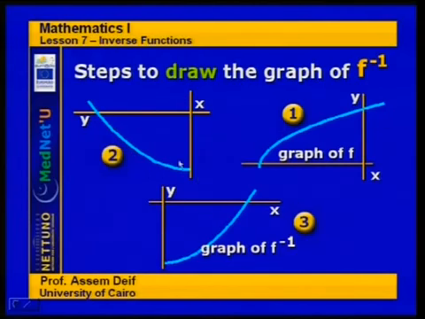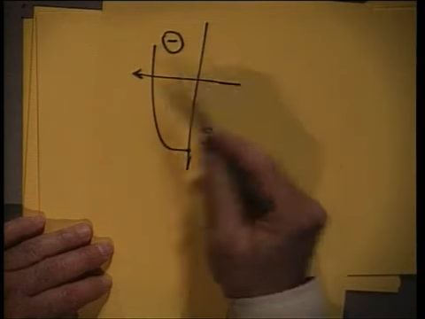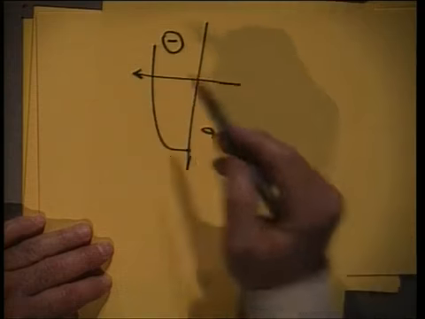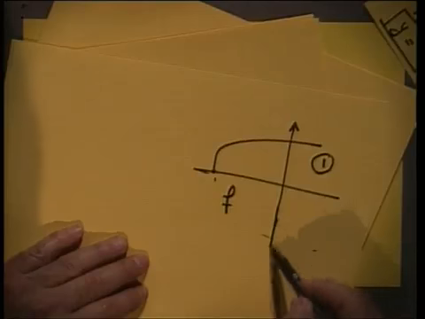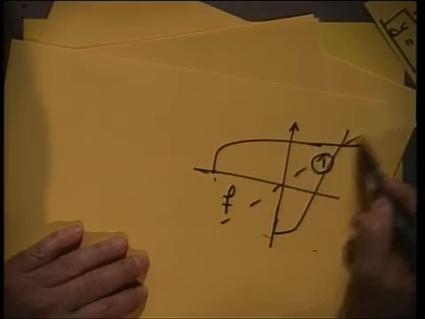After step number 2, you put a mirror here. When you put a mirror, you get the graph of f⁻¹ in this way. It starts on the lower side to the right. So in steps: from the beginning, you draw the graph of f, then you rotate it 90 degrees anti-clockwise, and then you put a mirror here to obtain this graph, a function like this.